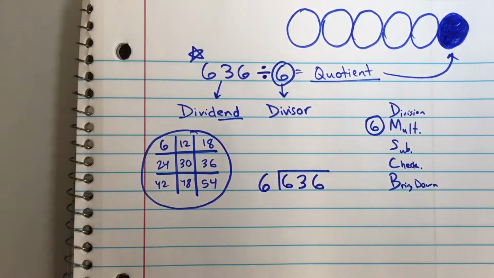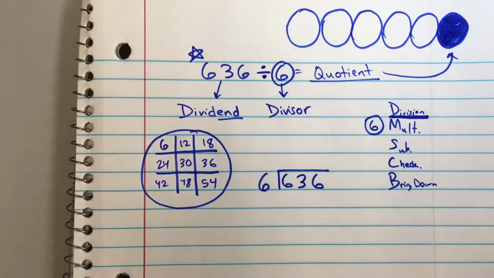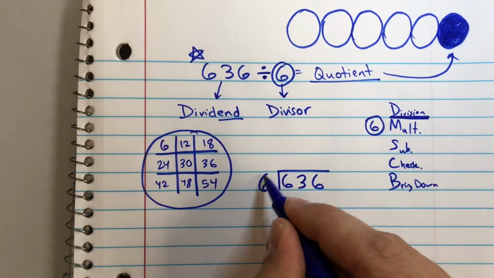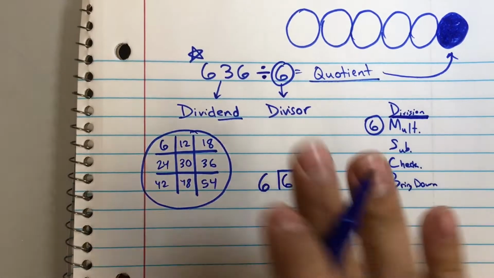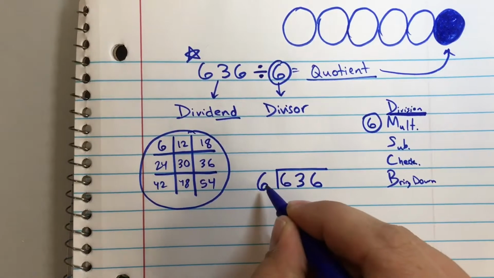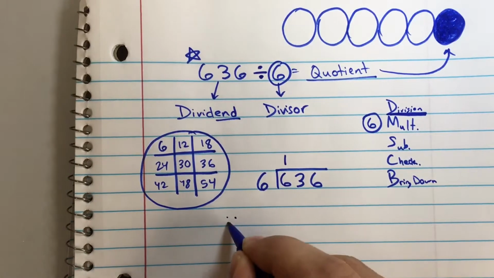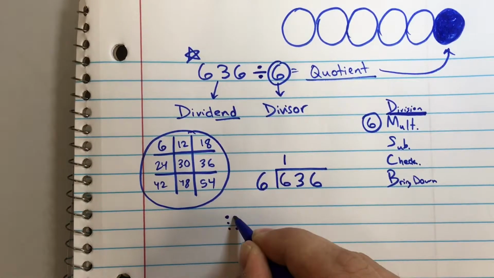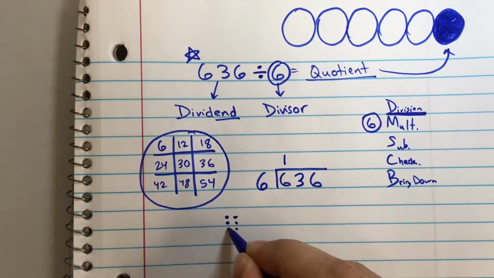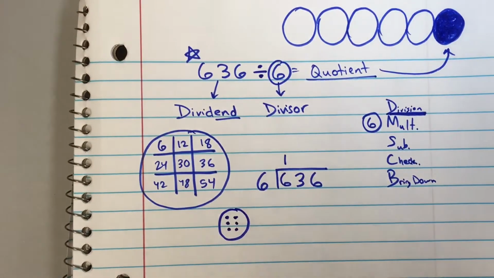The first question I ask myself, and the same question I'll ask every time I come back to division, is how many groups of 6 are in the number blank? So first I'm going to ask myself, how many groups of 6 are in the number 6? Here's the number 6 represented with dots. And as you can see, there is one group of 6. So I wrote a 1, and I get to check that off.